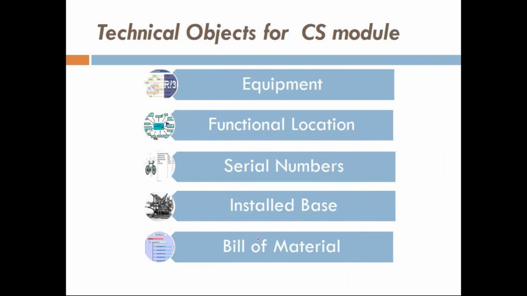After the master data, we will go to the technical objects. First is the equipment. Equipment is nothing but in SD module you call it as a product. In PM module you call it as an equipment. Suppose I am manufacturing pumps and selling them to my customers. So each pump is called an equipment. From the SD and MM module perspective, we call it a finished product. From the PM and CS module perspective, you call it an equipment.